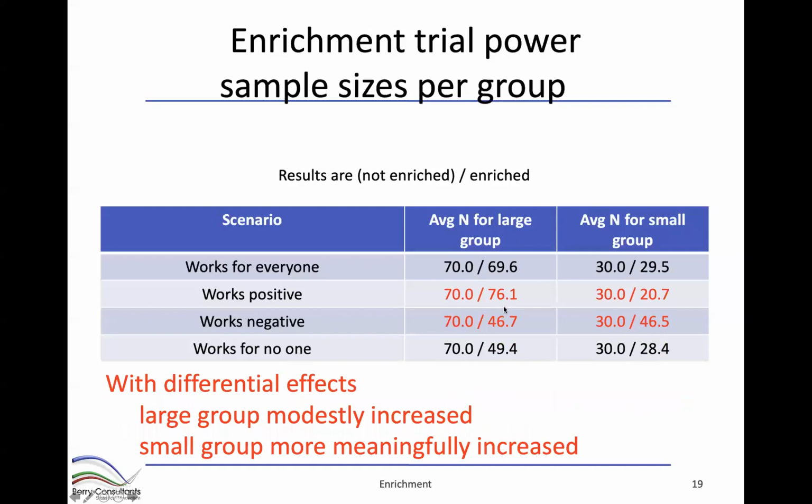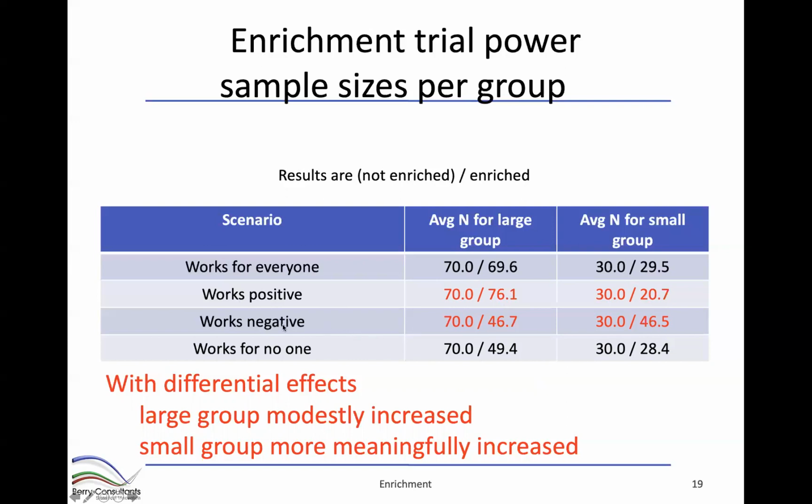The enrichment is aimed at differential effects. So you can see we get an increase in this positive group, 70 up to 76, and we get a decrease in the small group, 30 to 20. This works in the positives. So we do end up dropping the small group periodically, and by doing so, we can fill in the rest of our sample size with large group patients.